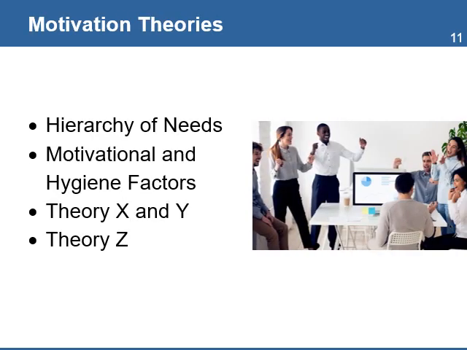The success of the project depends on the performance and motivation of the team. A highly motivated project team translates into better quality, higher productivity, satisfaction, and high morale. As a project manager, you need to understand the dynamics of human behavior to motivate your team. There are 4 important motivation theories that a project manager should know to understand the dynamics of human behavior. These are the hierarchy of needs, motivational and hygiene factors, theory X and Y, and finally theory C.